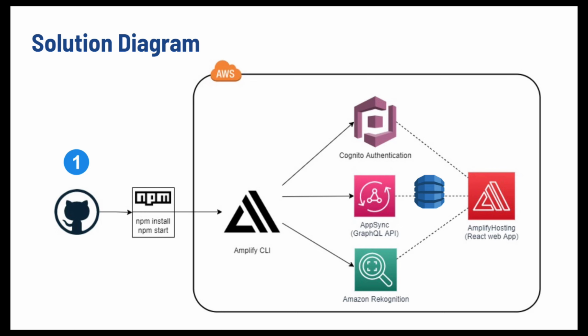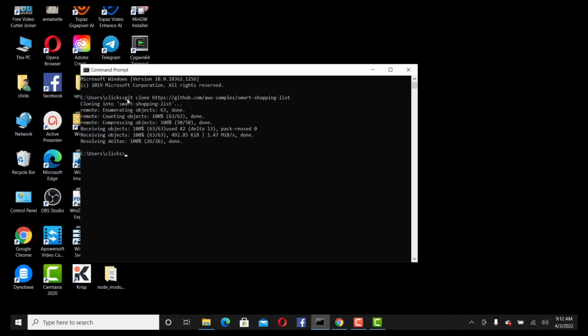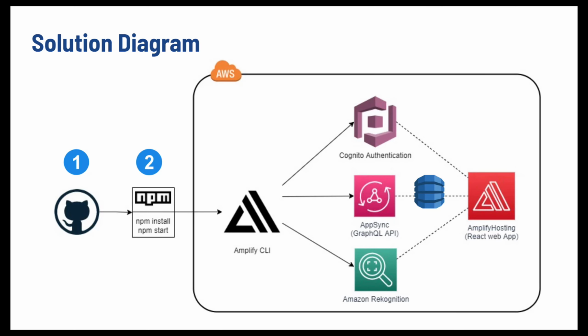The first step is to clone the GitHub repository that we will be using in this lab. We will be using AWS Amplify CLI to carry out all the functionality of our project. We will look at this diagram with each step being executed. Now change the directory to the cloned repository folder. So the next step is to install the necessary NPM packages in the project folder.